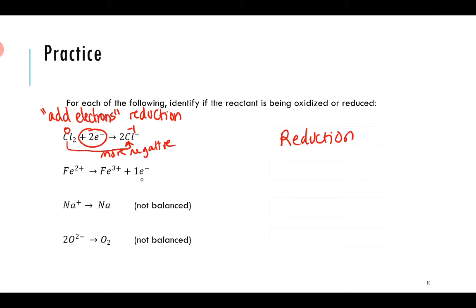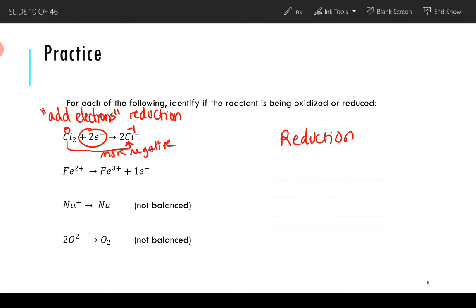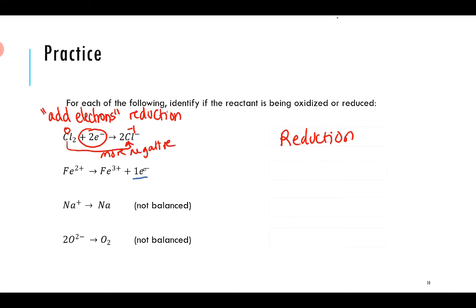Now on to the next one. Okay, so for our next one, we have electrons on the product side. And so that means we lost an electron in this process. This lost an electron. And so that's pointing us towards oxidation.